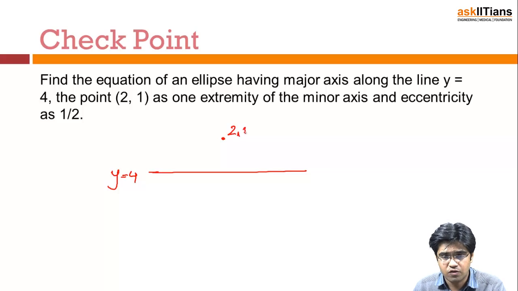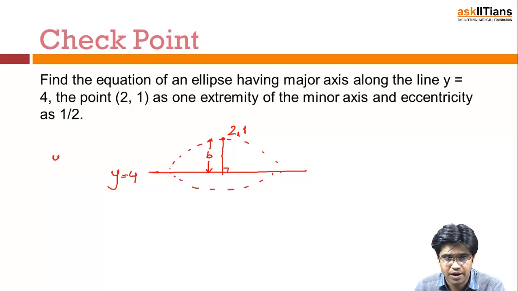And (2, 1) is one of the extremities of the minor axis. So let me complete the figure. This is what our ellipse looks like. If (2, 1) is one of the extremities of the minor axis, that means if I draw a line perpendicular to this y equals 4, this length will be my semi-minor axis length, that is b. I can easily find it, as I know the perpendicular distance from a point to a line.